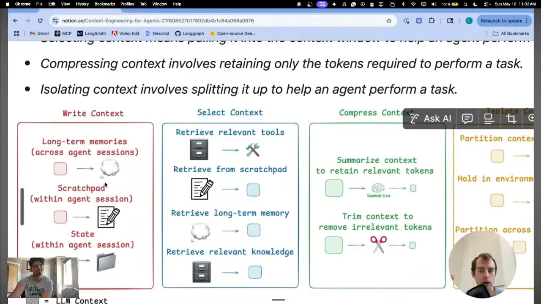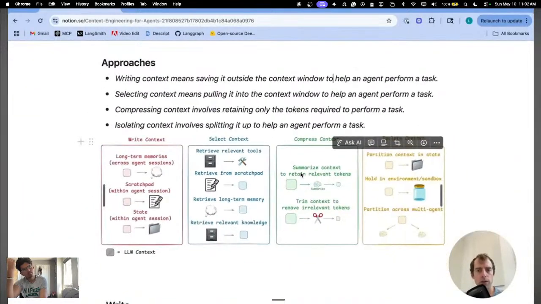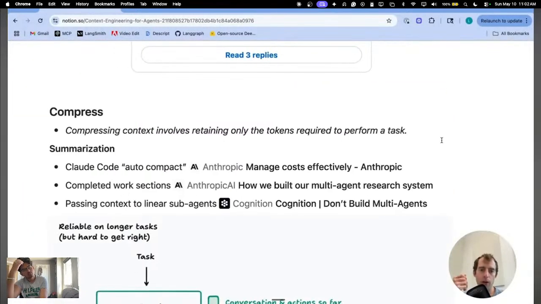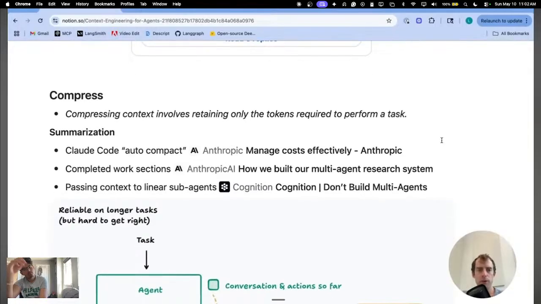So we talked about writing context, we talked about selecting context. Now let's talk about compressing context. This really involves retaining only the tokens required to perform a task. So a common idea here is summarization.